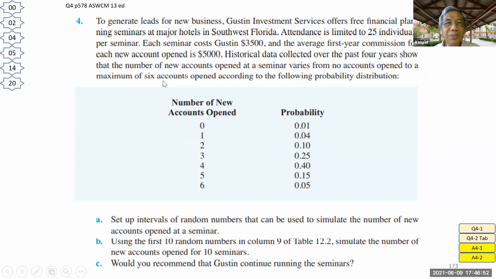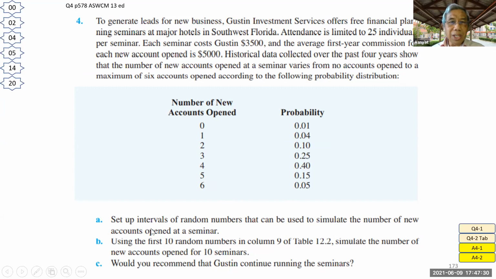Are we getting the story first before I proceed? Okay, 0.04 probability, 1 person signs up. 0.1 probability, 2 persons sign up. 0.25, 3 persons sign up, and 3 new accounts. 0.4 probability of getting 4 persons signing up or new accounts. 0.15, 5 sign up. 0.05, 6 sign up.